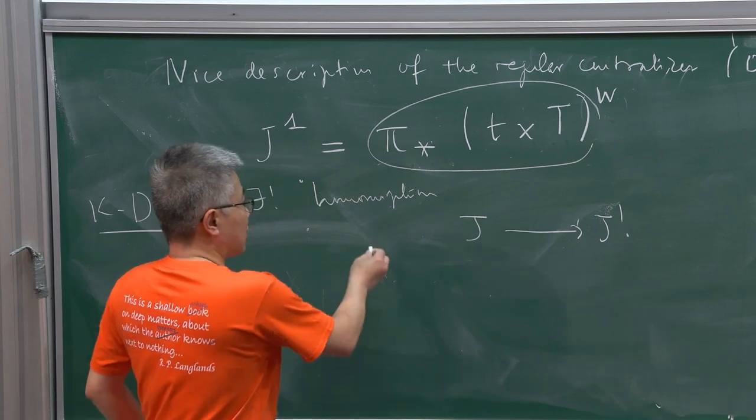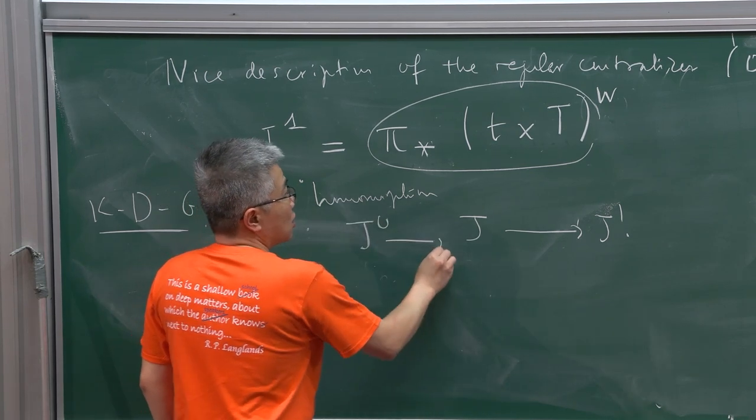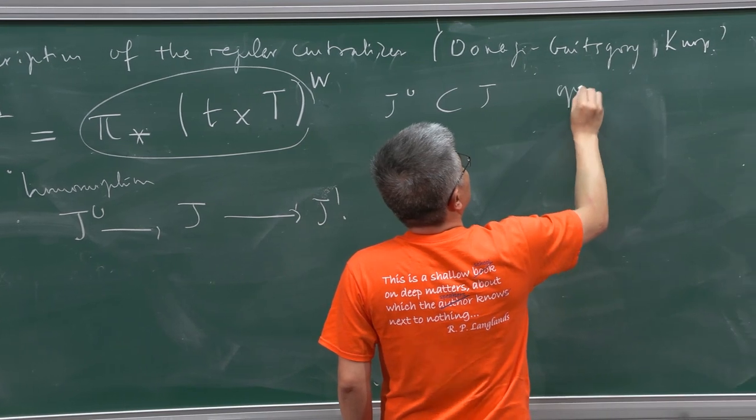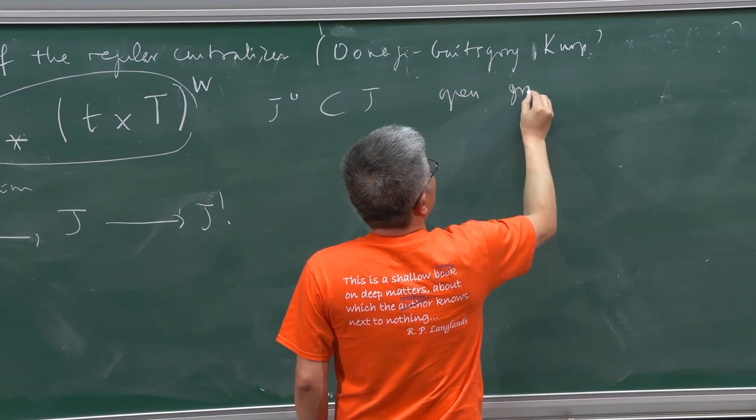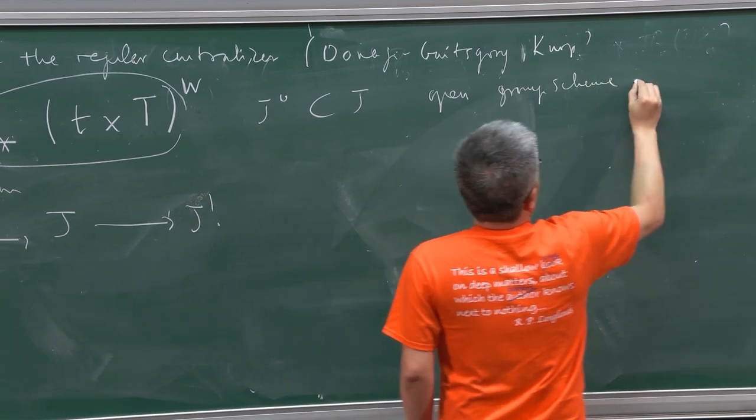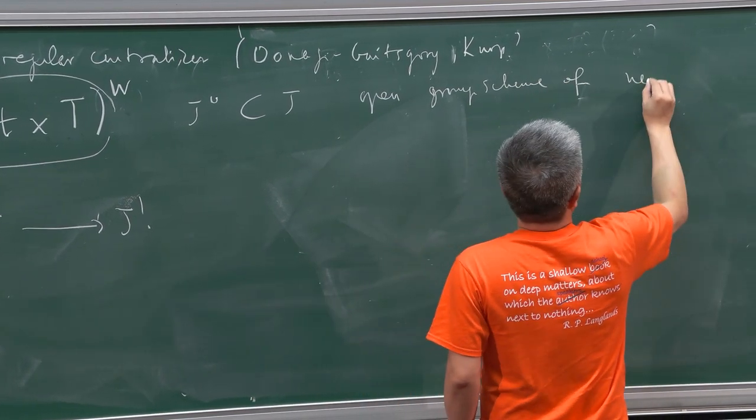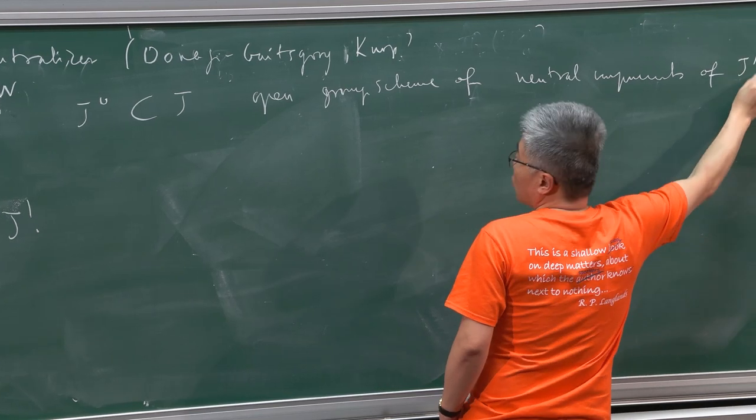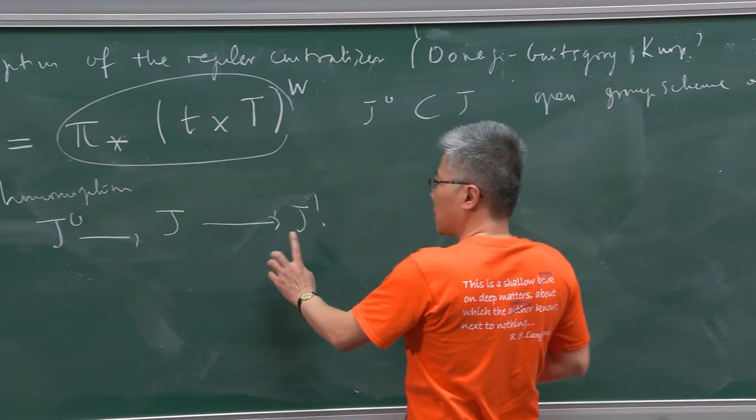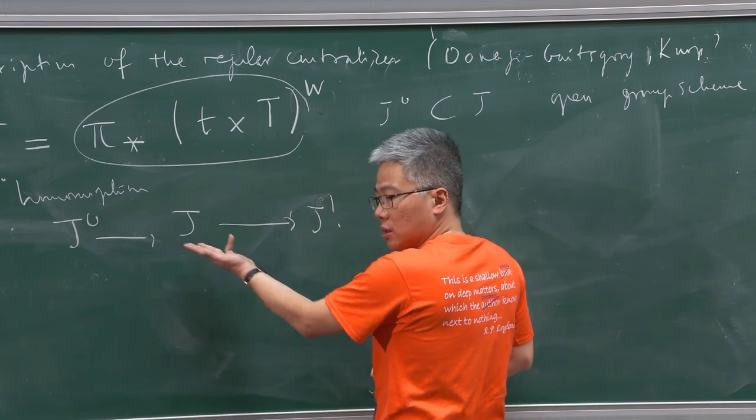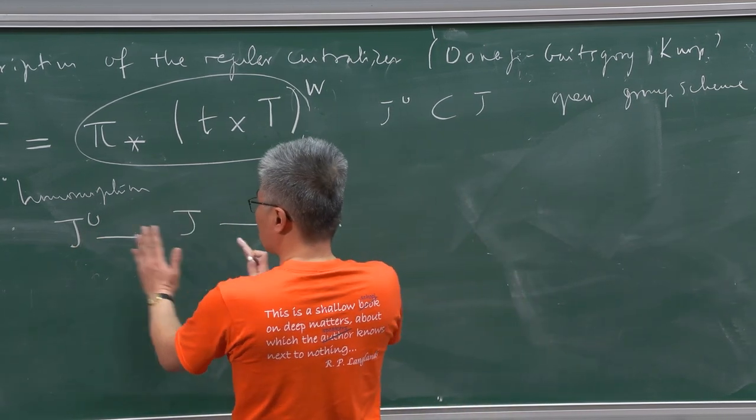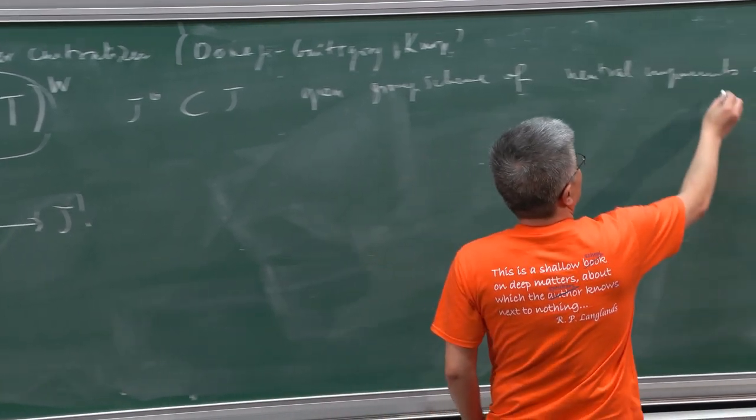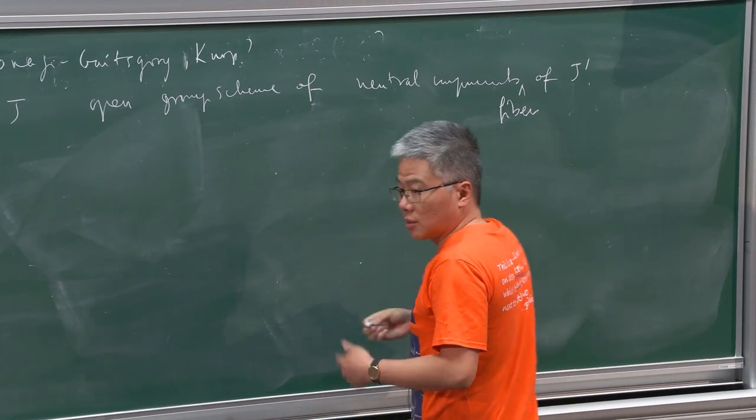And this may not cover all the components that you get. But at least, what does it mean? Let J naught be the open group scheme of neutral components of J1. To say that J and J1 have the same neutral components means that J naught maps to J. So J is somehow sandwiched between J1 and J0. Neutral components of the fibers, right? It doesn't make sense to say a component in general.